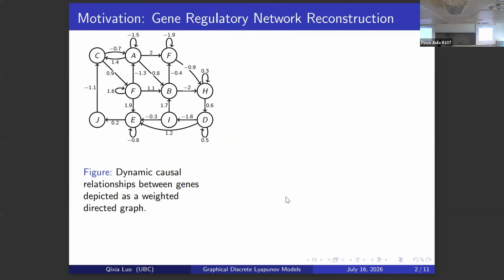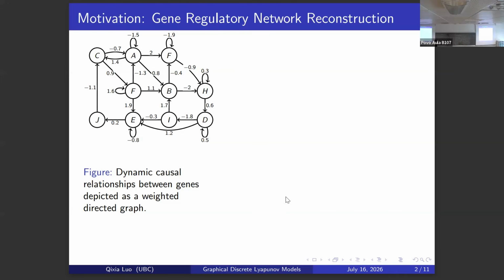Okay, so this application is going to lead us naturally to a problem about tensors. This application is called gene regulatory network reconstruction, which is a causal inference problem that arises in the field of genomics, where researchers are interested in inferring the causal relationships between various genes of interest in the cell. These causal relationships are depicted via a weighted directed graph.